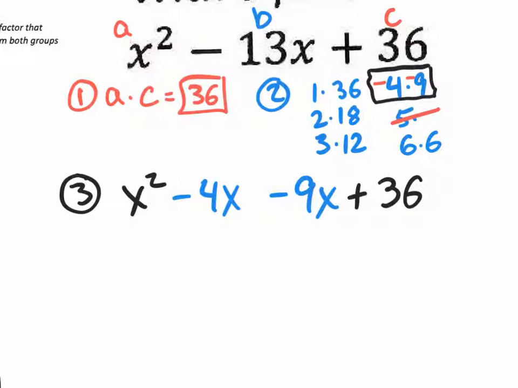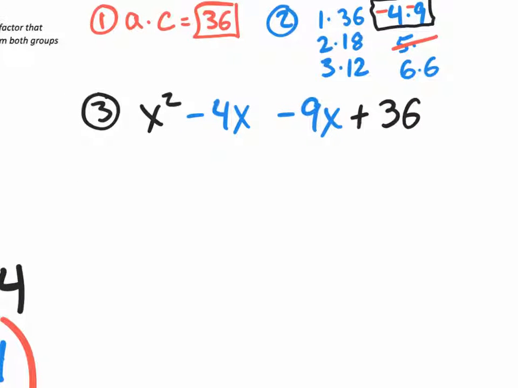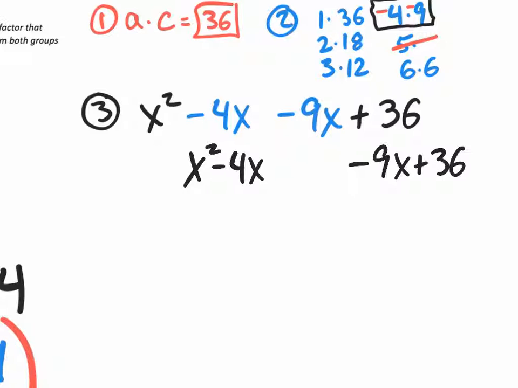And once again, I have successfully changed a trinomial to a more complicated looking polynomial. Now, why would I do that? Because I could factor by grouping now. So let's go and factor by grouping here. The first group, x squared minus 4x, leave some space, the second group, minus 9x plus 36.